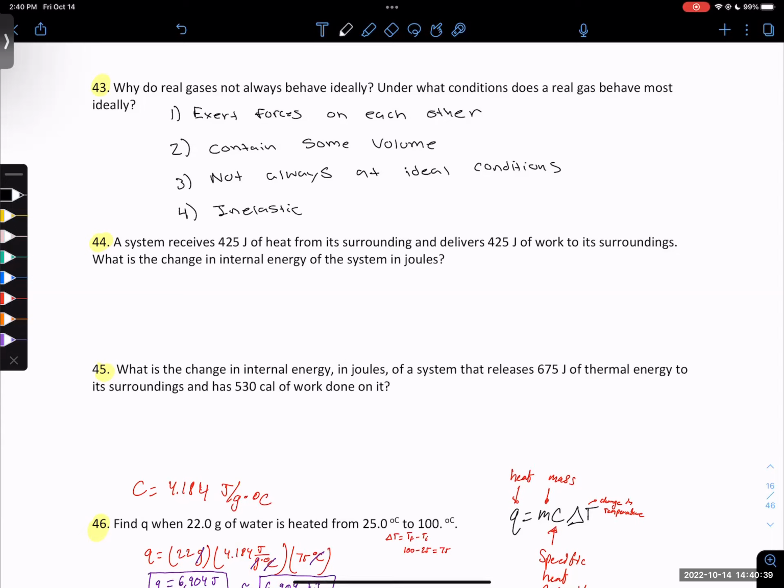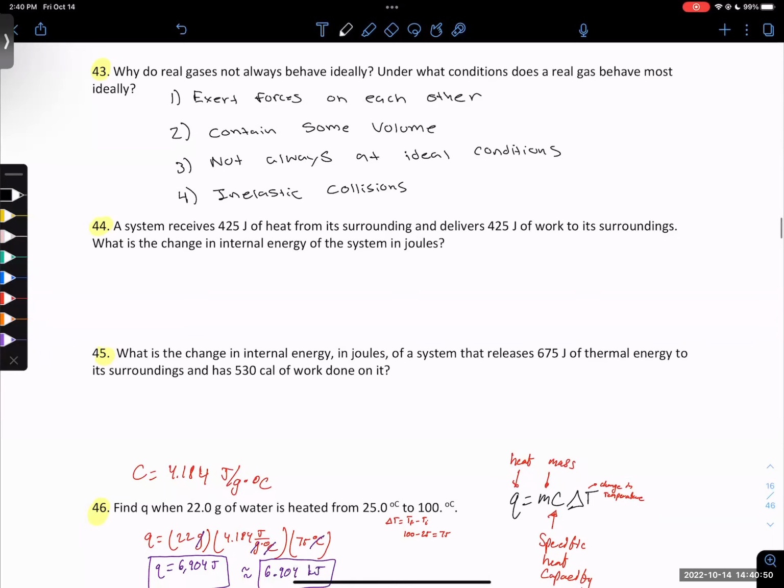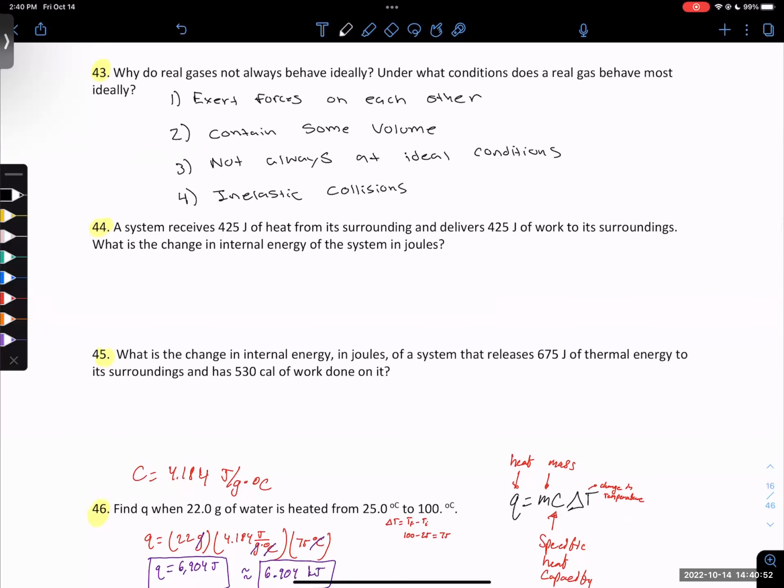So these are just things that are violating the gas postulates. All right, next, it says under what conditions does a real gas behave most ideally? High pressure, high temperature, low pressure, high temperature. Yep, high temp, low pressure.